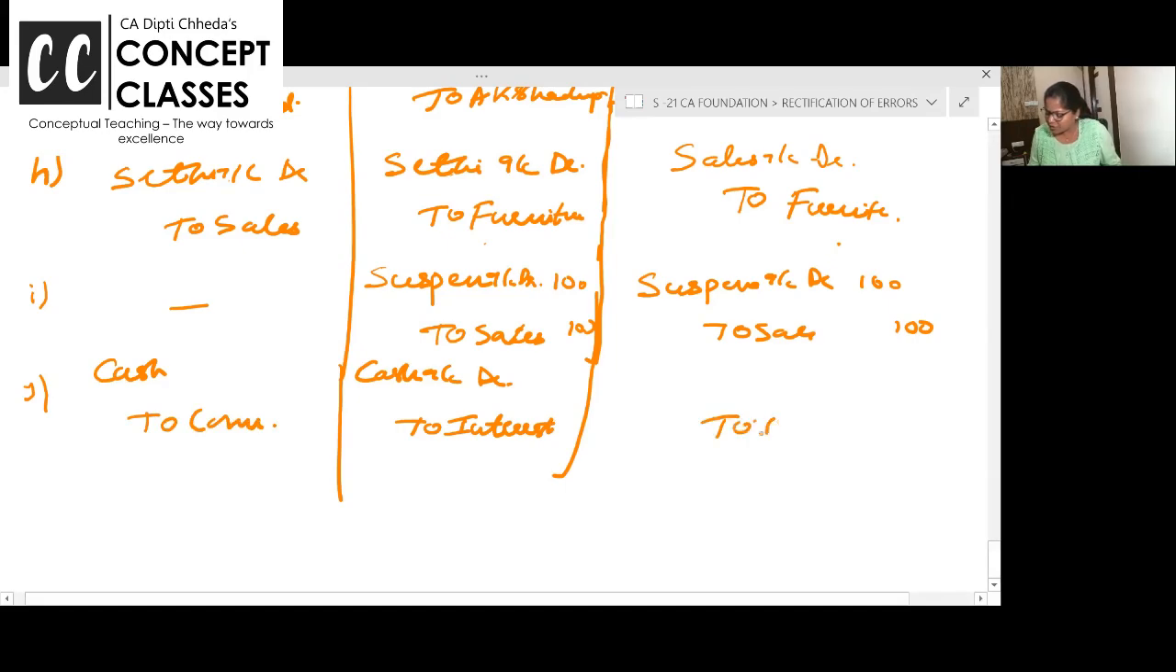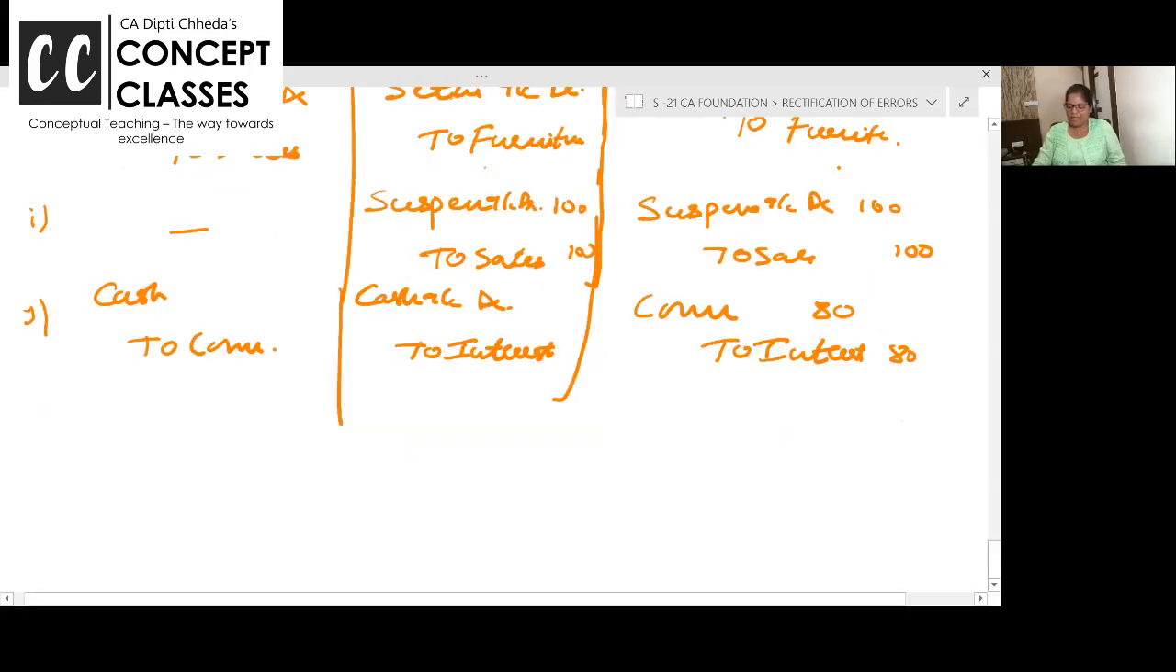So now interest was to be credited, not credited, now credited. Commission wrongly credited, debited. Is this clear? Interest was income, not credited, credit. By mistake, commission is credited, debit. Compensating error is also there, error of commission is also there, everything is there.